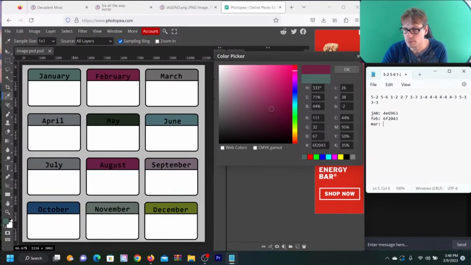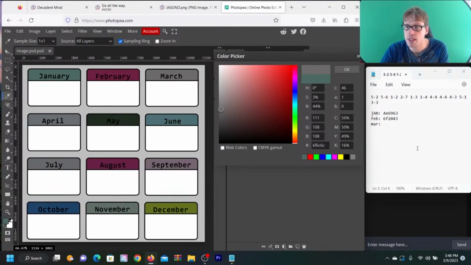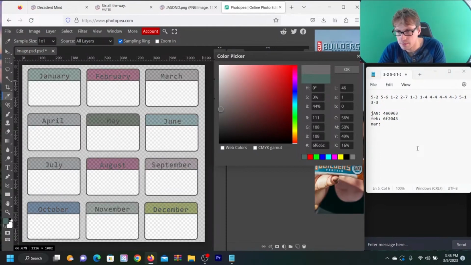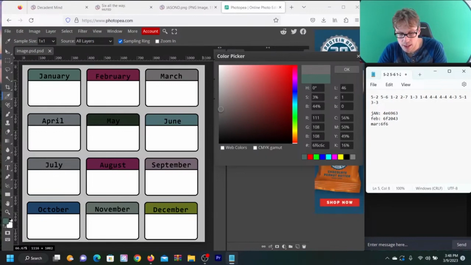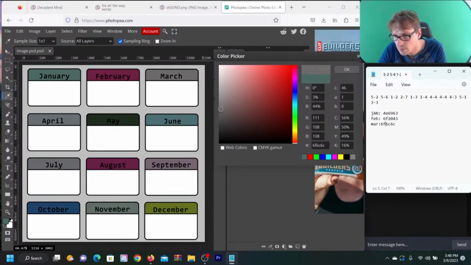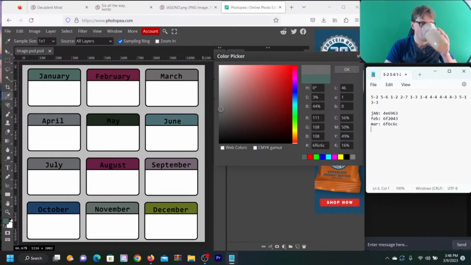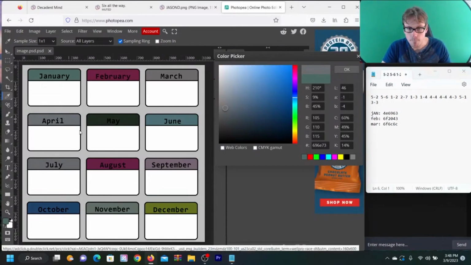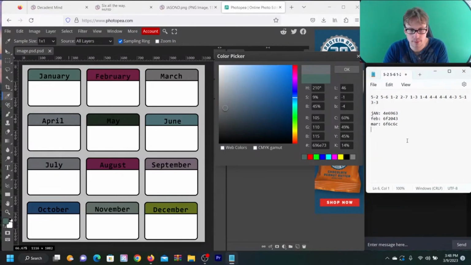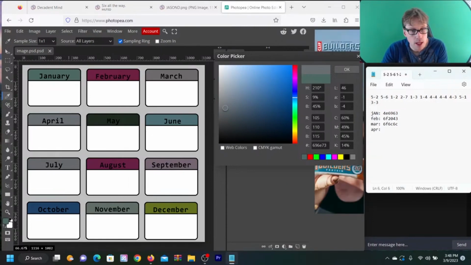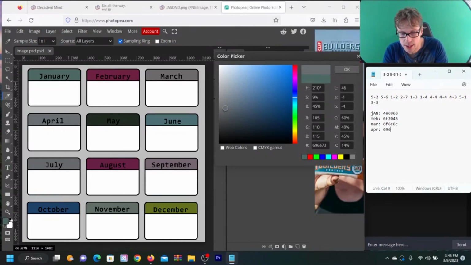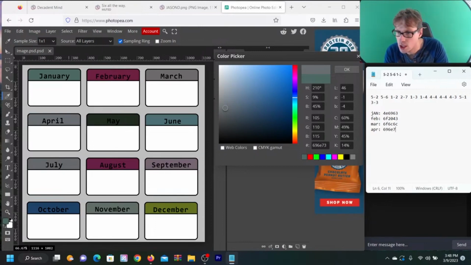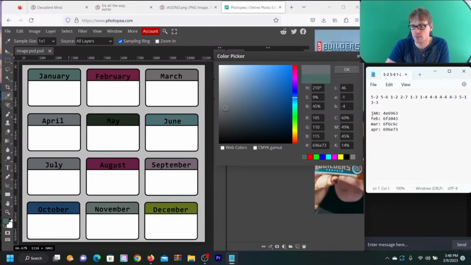March. What an ugly color March is. Known as 6... whoopsie. 6F6C6C. April. We would call that 6-9, 6E73. Maybe this will hex decode into something.